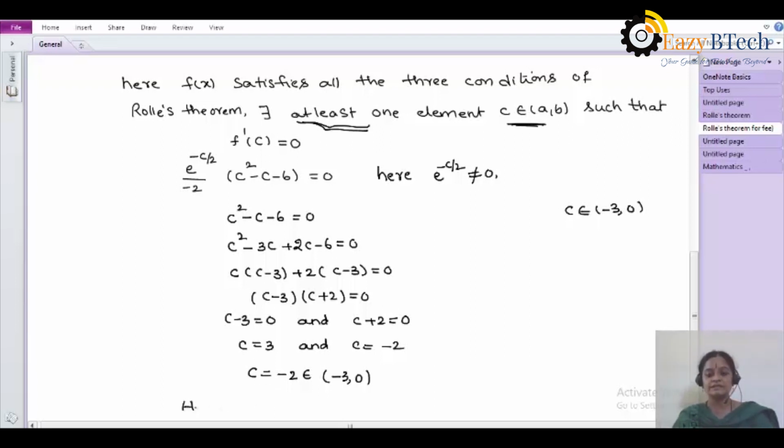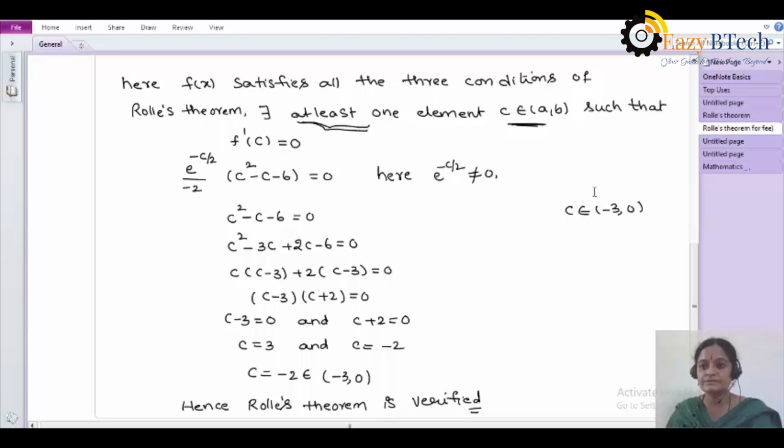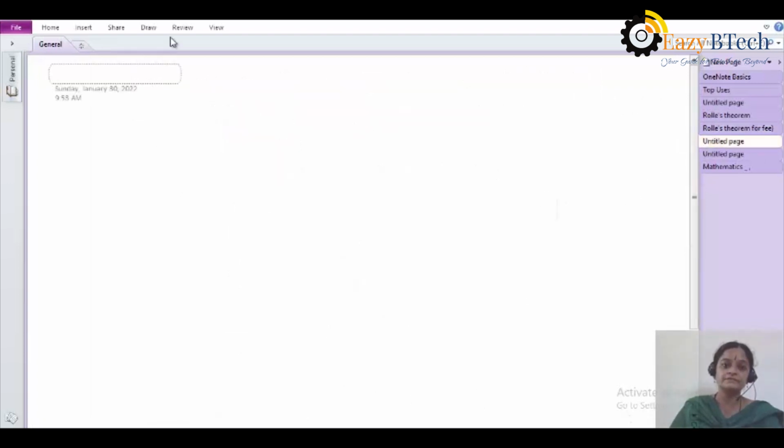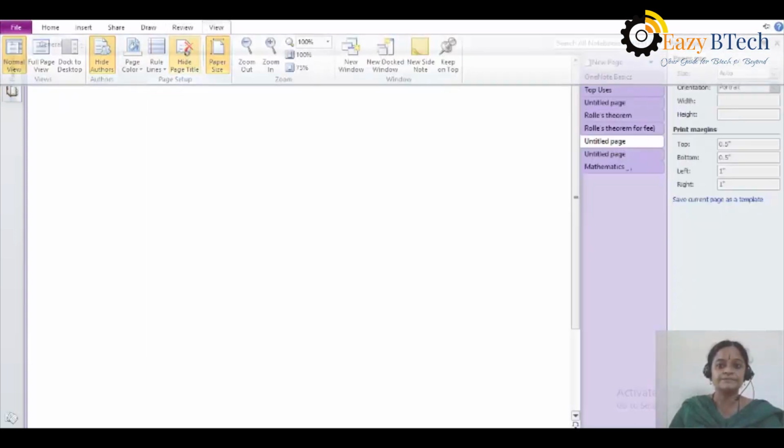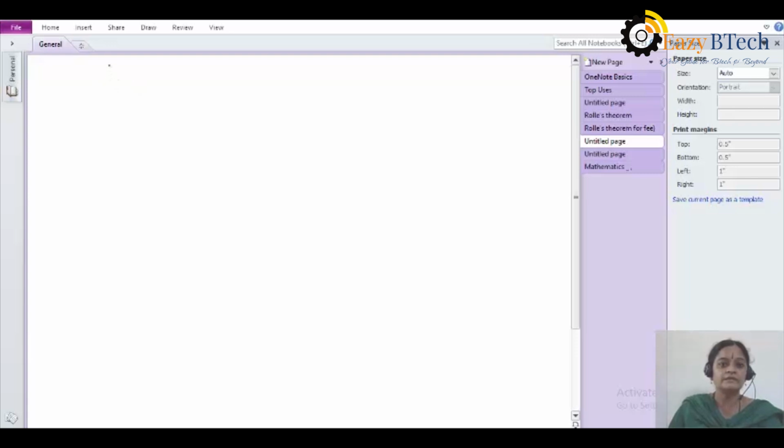So hence you can say that for this corresponding problem, Rolle's theorem is verified. That's the one problem related to this question. Coming to one more problem related to the same topic, that is Rolle's theorem. Second problem, second question.